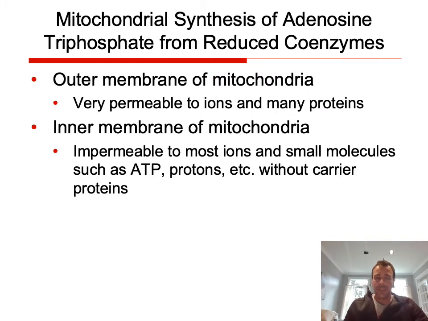I showed the picture previously of the outer and inner membrane. The outer membrane of the mitochondria is very permeable to ions and many proteins, but the inner membrane is much more controlled. It's impermeable to most ions and small molecules such as ATP, protons, etc. And so this is how we can form gradients across this inner membrane to drive ATP synthesis.